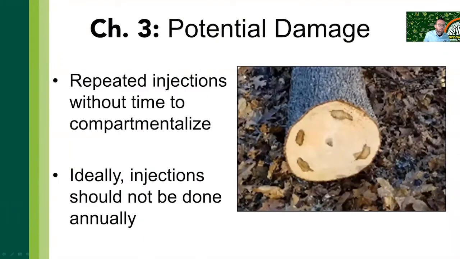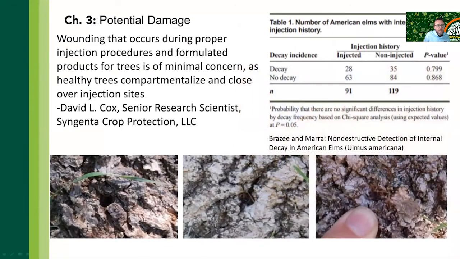When we talk about doing trunk injections, ideally, we would want to repeat applications after the tree has compartmentalized those wounds. We want to reduce doing injections every year. And so with all that being said, when these are done correctly, we have almost no issues here. And that's really important. Trees are really, really tough. And a lot of this newer work shows us that trees have adapted to deal with injury really, really well.